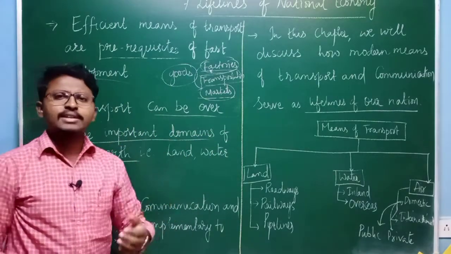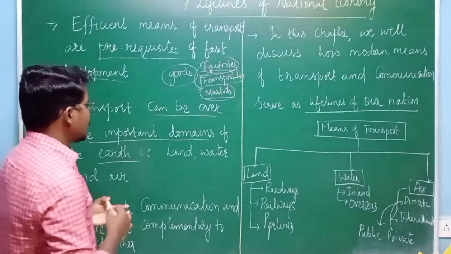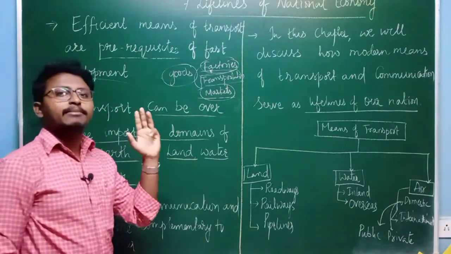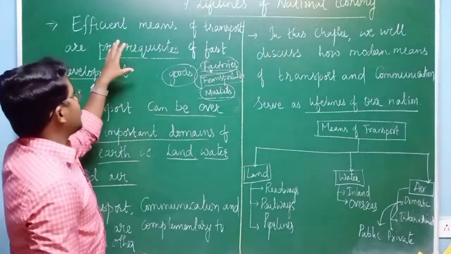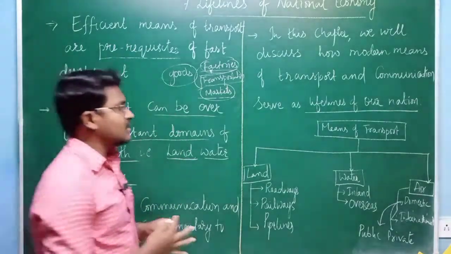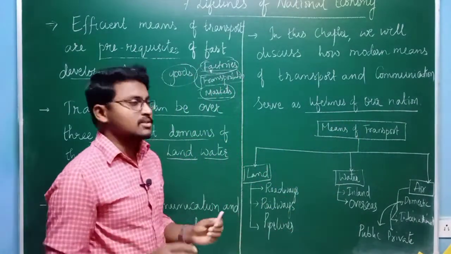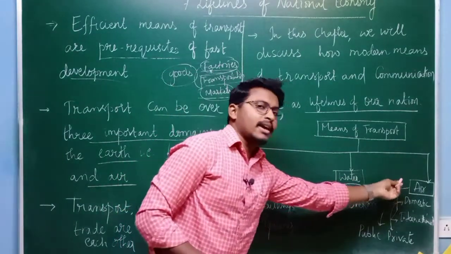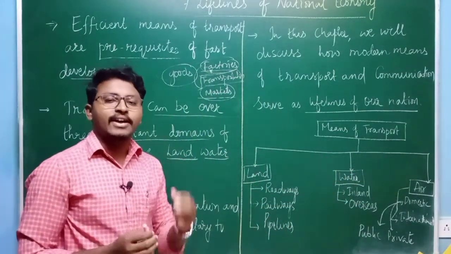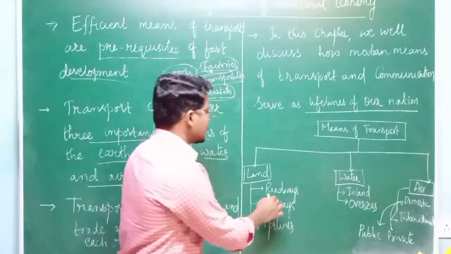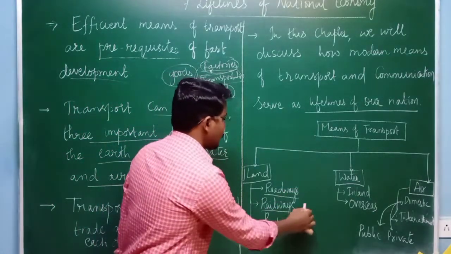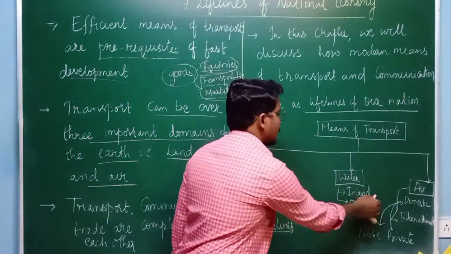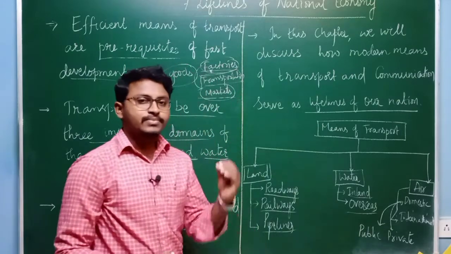So what are these three important domains of the earth? Land, water as well as air. These are the three main important domains where transportation can take place. If you take land, we can find three important types of transport, mainly roadways, railways as well as pipelines. Then if you take water, it can be inland waterways as well as overseas waterways.